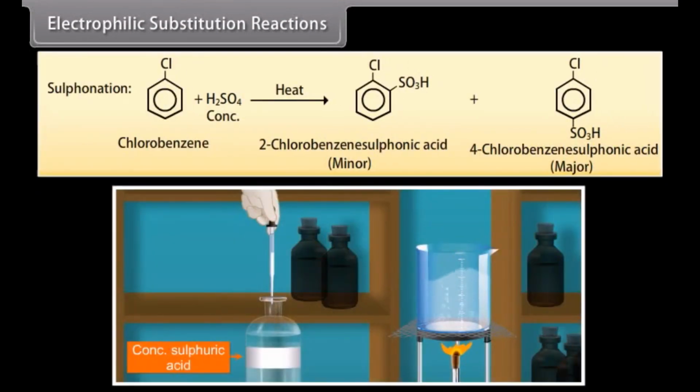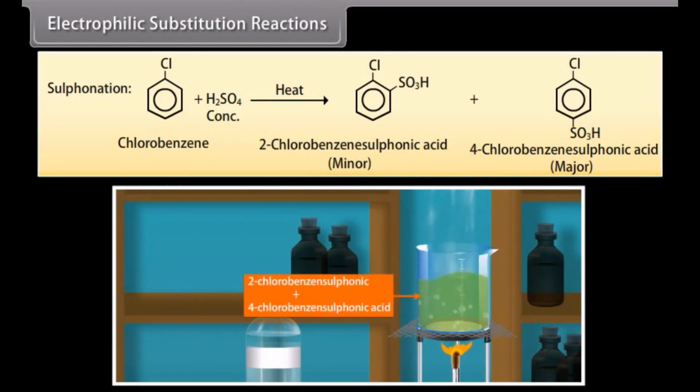Sulfonation. When chlorobenzene is mixed with concentrated sulfuric acid, it reacts to give 2-chlorobenzene sulfonic acid, which is a minor product, and 4-chlorobenzene sulfonic acid, which is a major product.